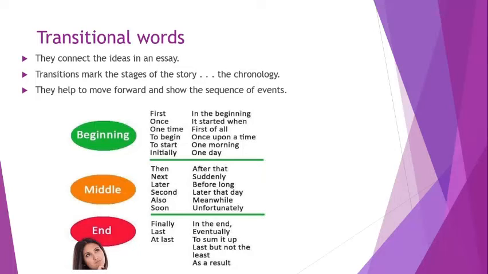Transitional words for the beginning, we have: first, once, one time, to begin, to start, initially, in the beginning, it started when, first of all, once upon a time, one morning, one day. Middle: then, next, later, second, also, soon, after that, suddenly, before long, later that day, meanwhile, and unfortunately. End: finally, last, at last, in the end, eventually, to sum it up, last but not the least, as a result.